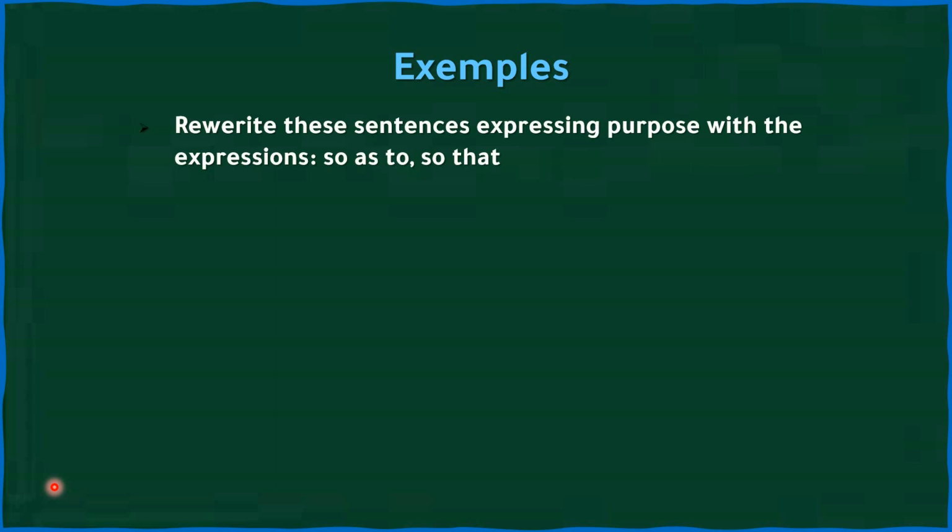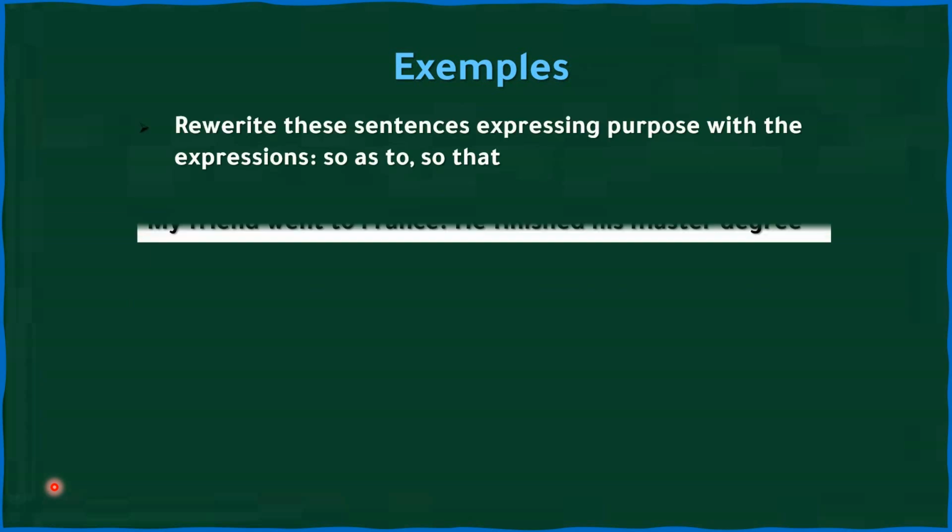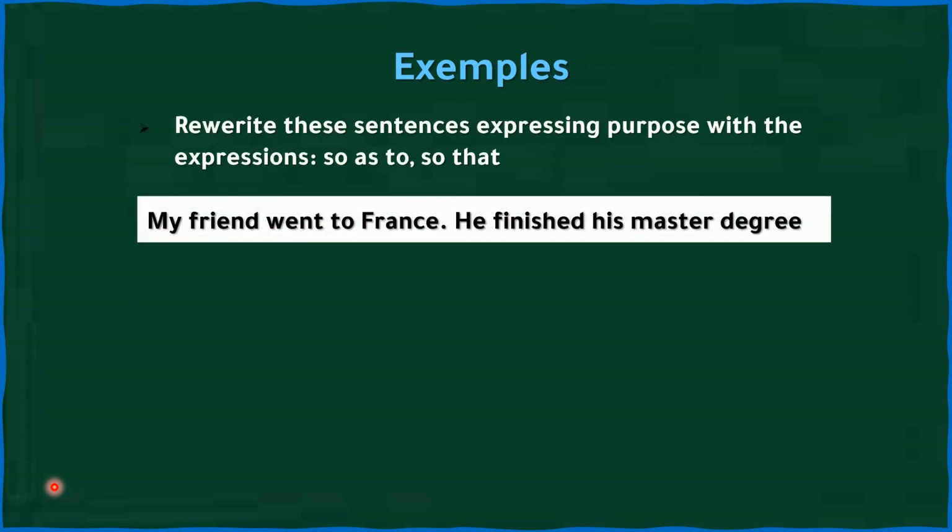Okay, so rewrite the sentences expressing purpose with the following expressions: so as to and so that. Okay, "so as to" is different from "so that." You remember? Good. My friend went to France. He finished his master degree.